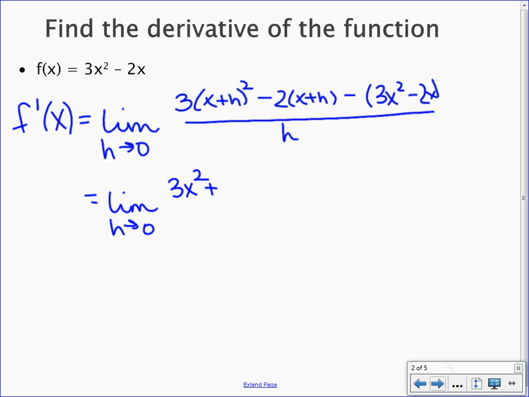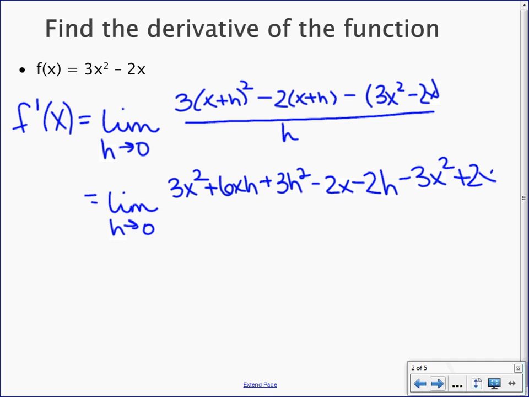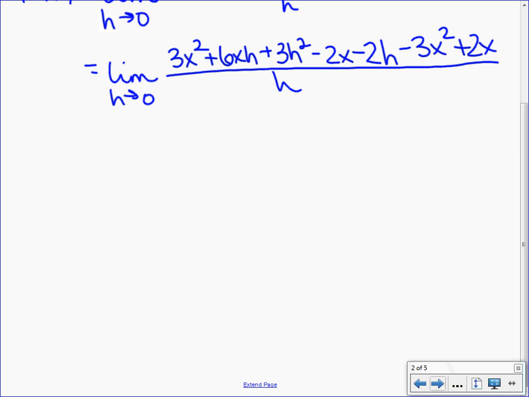3x squared plus 6xh plus 3h squared, because it'd be 2xh. 3 times 2 is 6. Here, what do we have? 2x minus 2h. And then minus 3x squared plus 2x. Good. Now what cancels? Our 3x squared, our 2x's. That appears to be it.